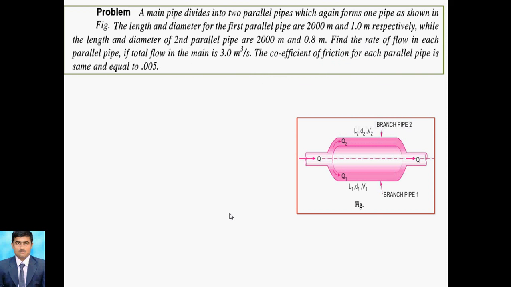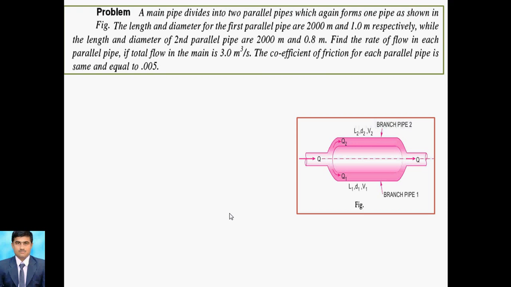Now we go for the problem. In this problem, the main pipe is divided into two parallel pipes, which again form one pipe. That means a parallel pipe is there. As shown in the figure, the length and diameter of the first parallel pipe are 2000 meter. So here length is given, diameter is also given for the first pipe, and the length and diameter of the second parallel pipe are also given, 2000 meter for the second pipe, that is L2, and D2 for the second pipe is 0.8. Then find the rate of flow in each parallel pipe.